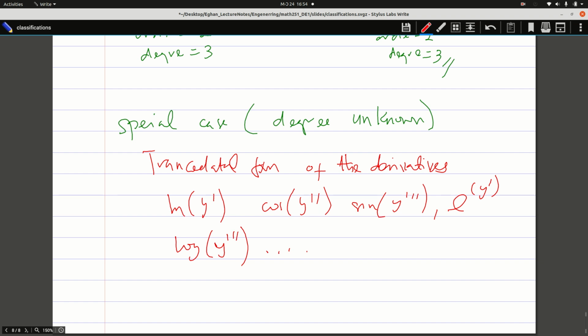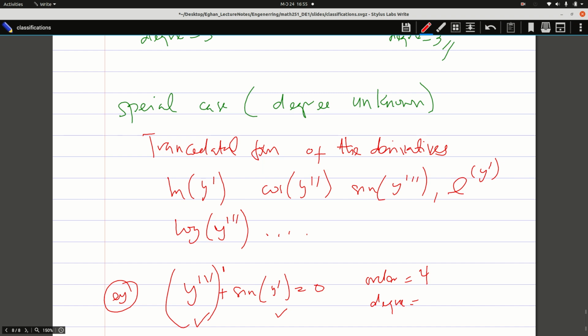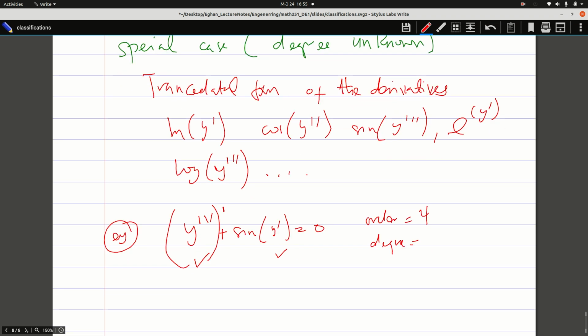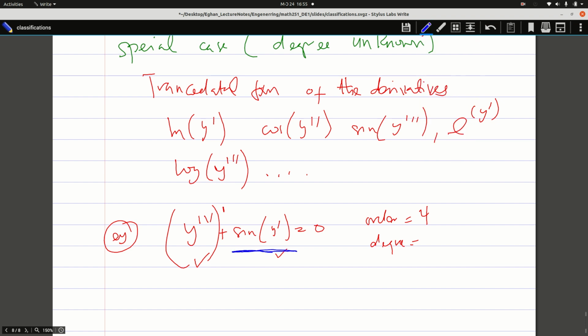Okay, so let me take an example here. If I have y to the power iv plus sine of y prime is equal to 0, quickly, the order here, the highest derivative, so I have order 4. The order is 4. But the degree, you'll be tempted to say the degree is 1, because if I take a bracket around the highest order derivative, the index is 1. No, because we have, let me change the pen to help with the emphasis, because of this function here, the degree does not exist, or is unknown.